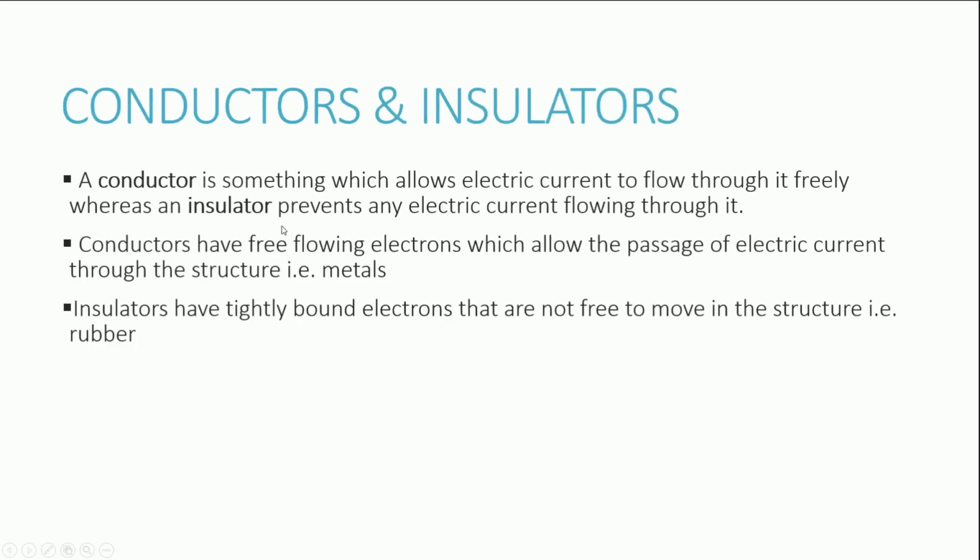So the first thing we'll do is talk about conductors and insulators. It's very simple. A conductor is something that allows electric current to flow through it freely. An insulator, on the other hand, prevents any electric current flowing through it or is fairly resistant to it. The reason why conductors allow electric current to flow through them very easily is because they have free flowing electrons that allow it to happen.